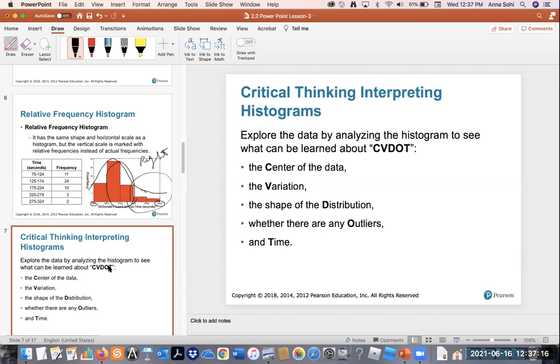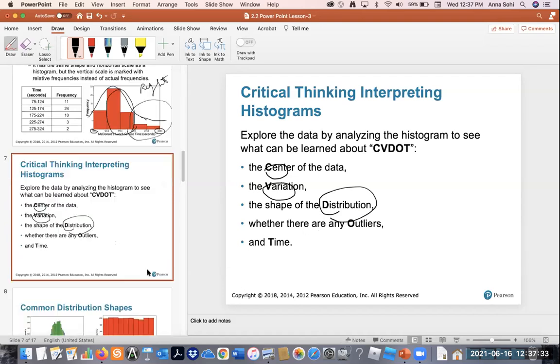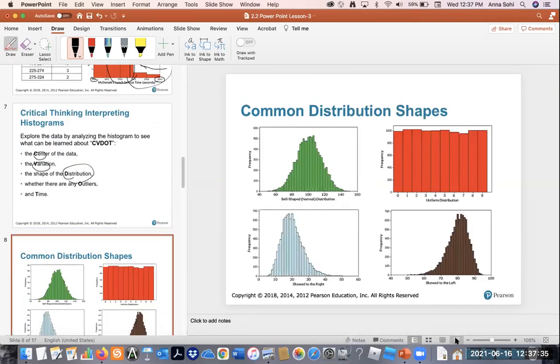Okay. Center of the data is where most of the values are. Variation is where is the beginning, where is the ending. We work a lot on center and variation in chapter 3. Then shape of the distribution and outliers. So, shape of the distribution.